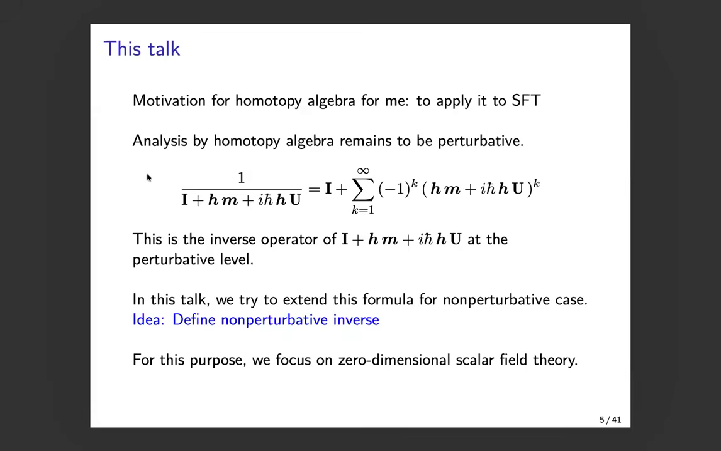So we want to go beyond the perturbative. The intuition is that this is the inverse operator of I plus HM plus IH by HU at the perturbative level. In this talk, we try to extend this formula to the non-perturbative case. The key idea is defining the non-perturbative inverse of this operator. In general, it is difficult to consider such a thing, but for the simple case, we can. So we focus on zero-dimensional scalar field theory in this talk.